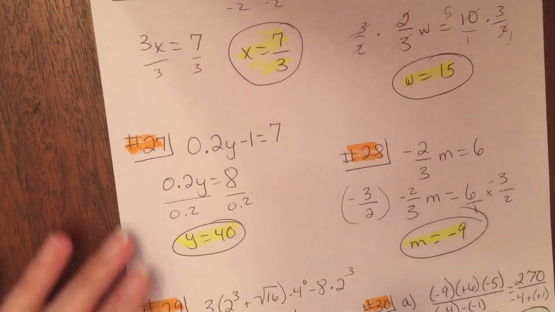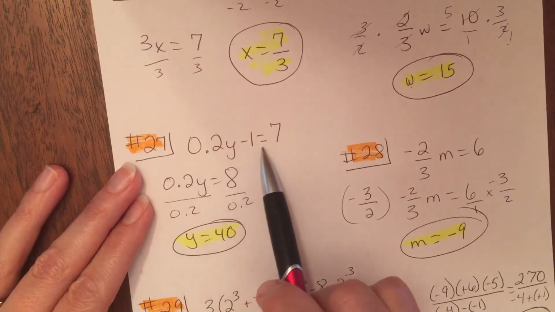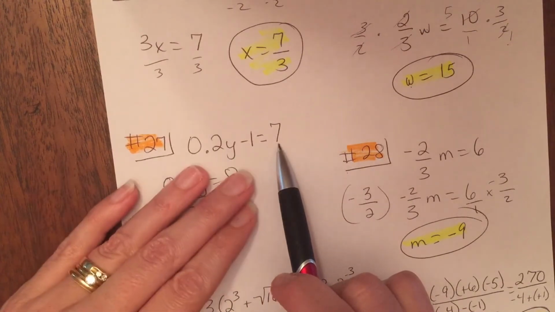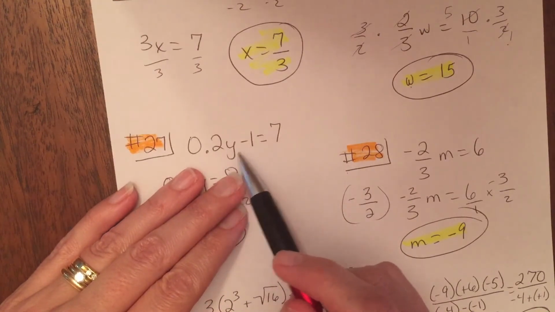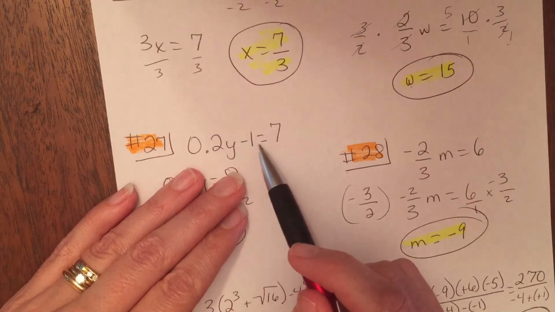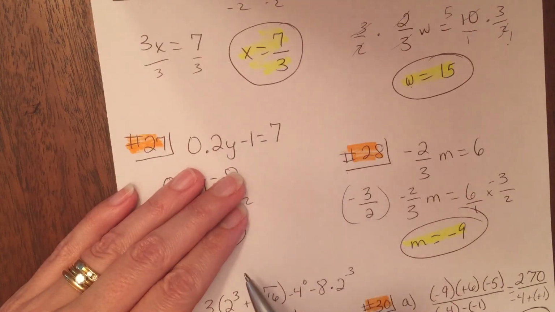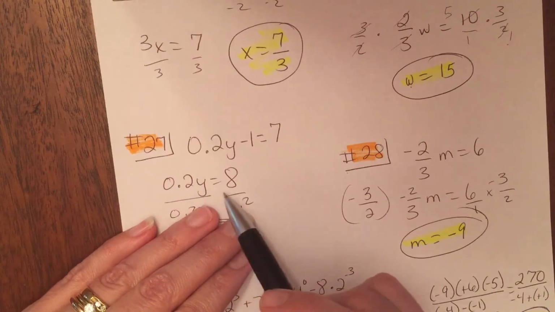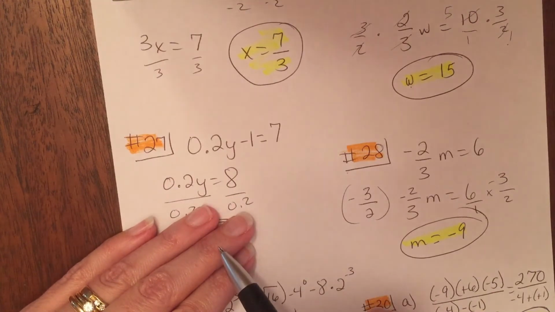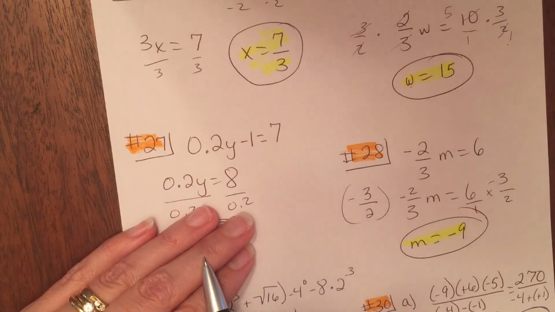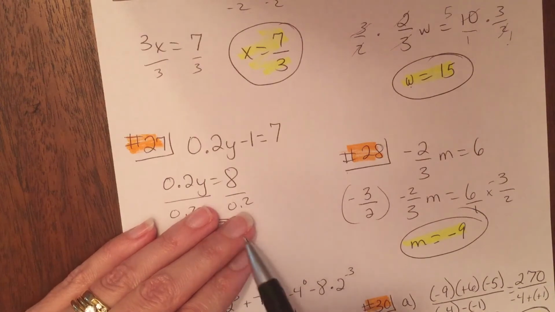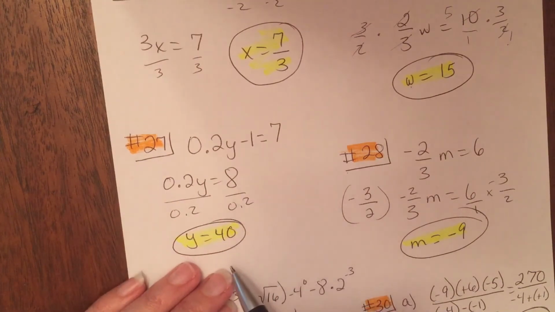Number 27. 0.2y minus 1 equals 7. What's happening to the term with the variable? It's being subtracted by 1. How do I undo that? Add 1 on both sides. I get 0.2y is equal to 8. What's happening to y? It's being multiplied by 0.2. How do I undo that? Divide by 0.2 on both sides. 8 divided by 0.2 is 40.